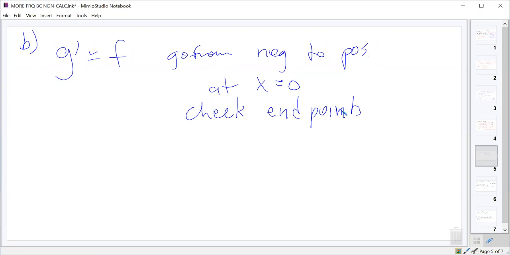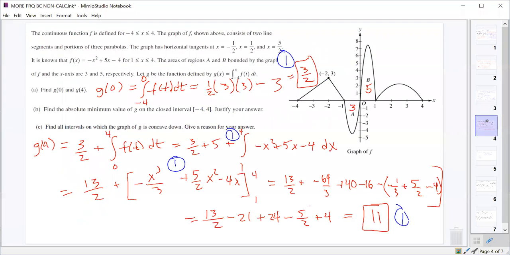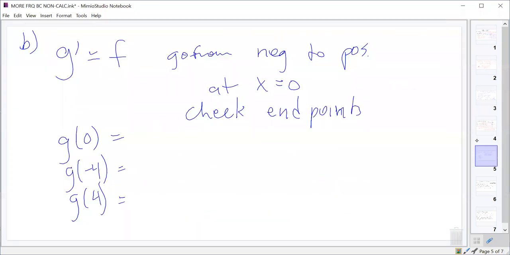So we are looking for G of 0, G of negative 4, and G of 4. Well, G of 0 we already found. That was 3/2. G of 4 was 11. What's G of negative 4? Well, that's the integral from negative 4 to negative 4 of f. That's 0. So what's the absolute minimum? It's 0 at x equals negative 4.